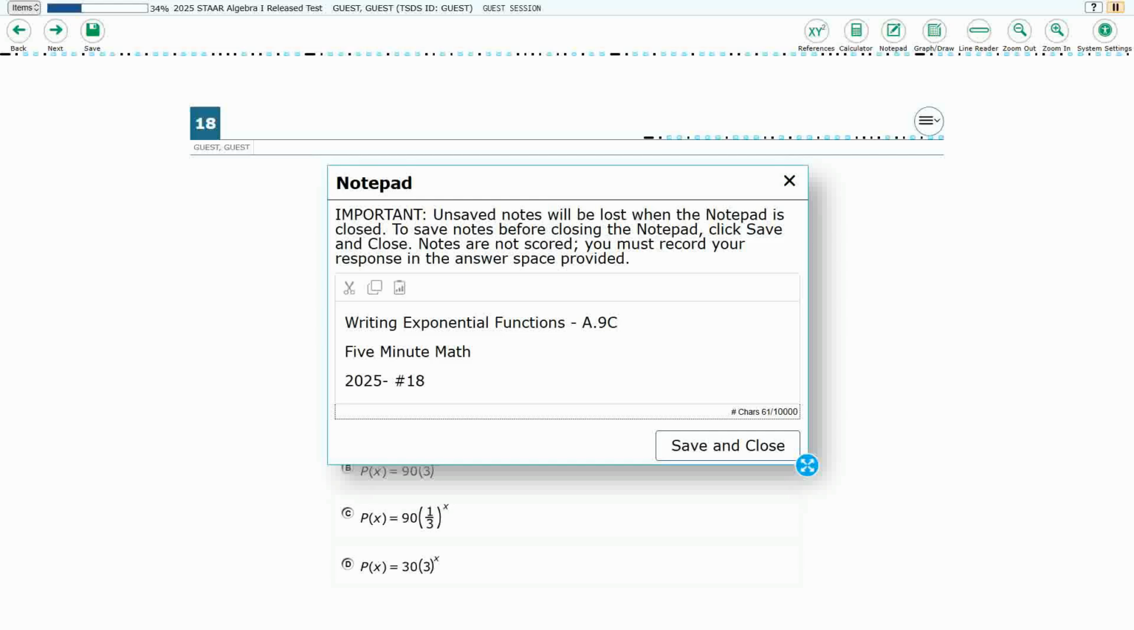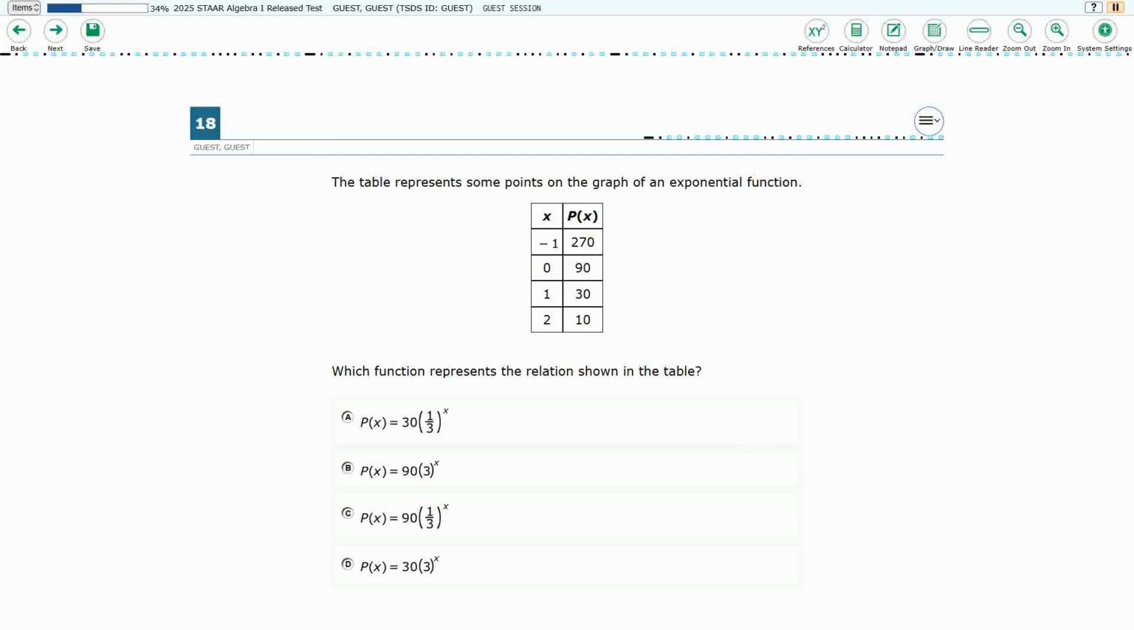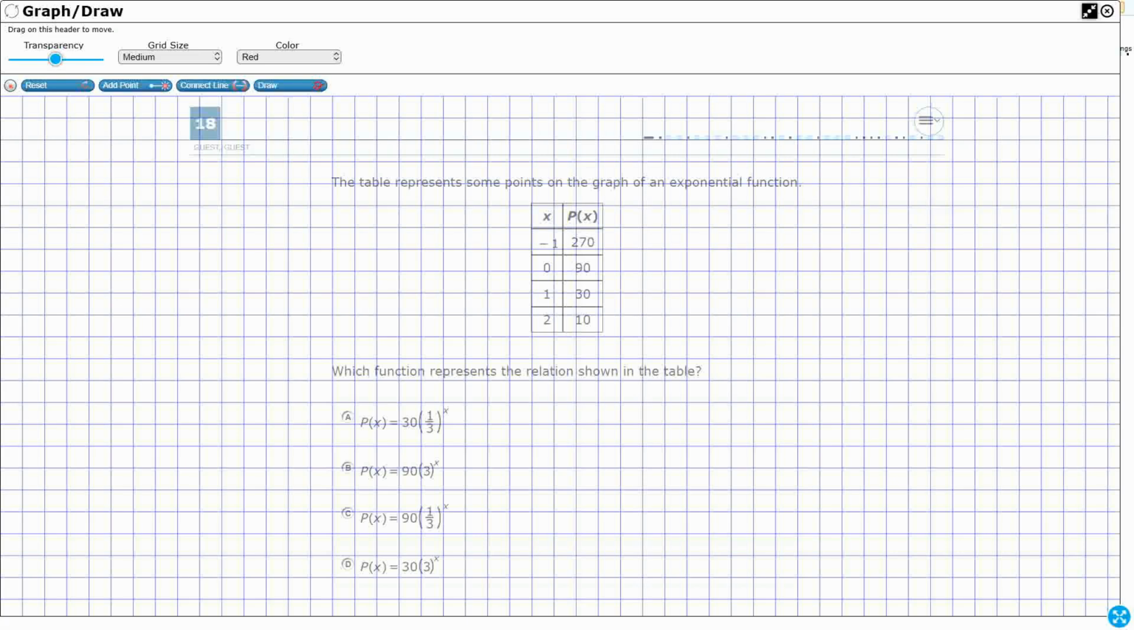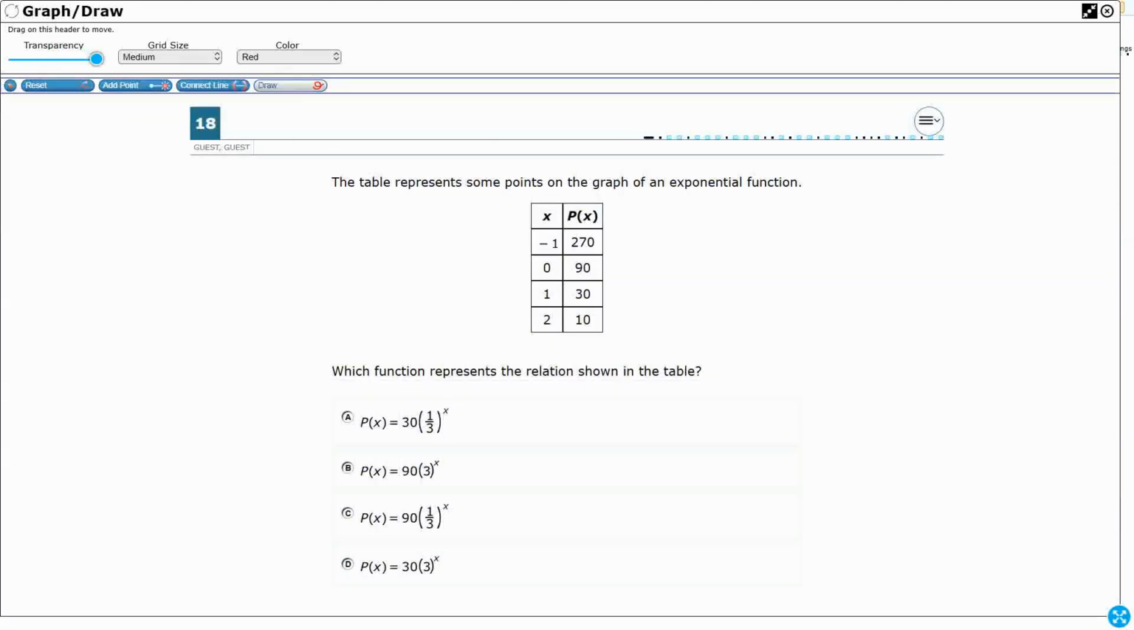Today we are looking at the Algebra 1 concept of writing exponential functions. This is standard 8.9C in the great state of Texas, and we are using item number 18 of the 2025 released STAAR test. If you haven't done so already, please go ahead and take a moment to pause the video, work this problem out on your own, unpause it, and we will look at our answers together.